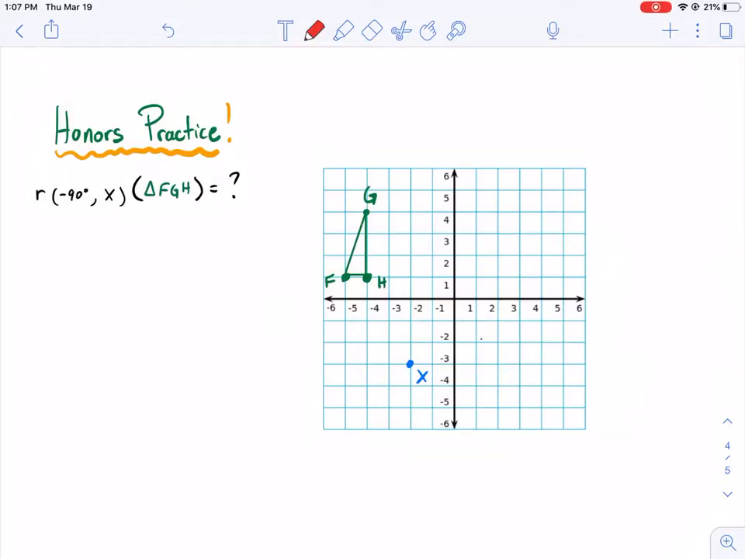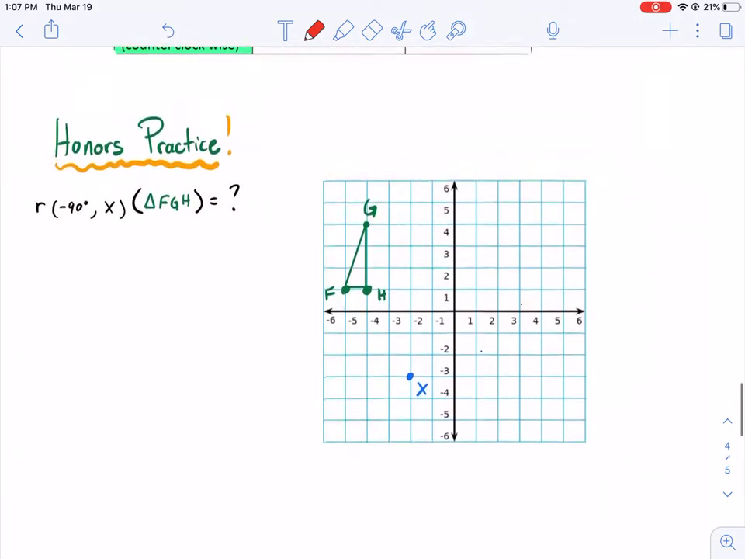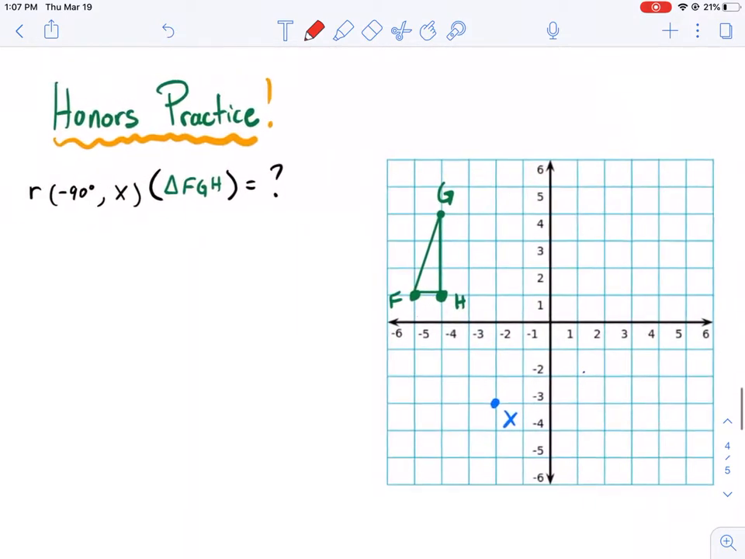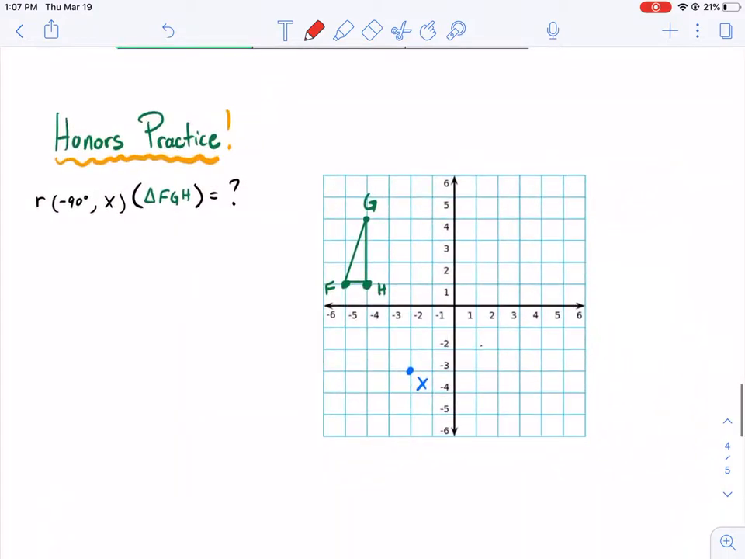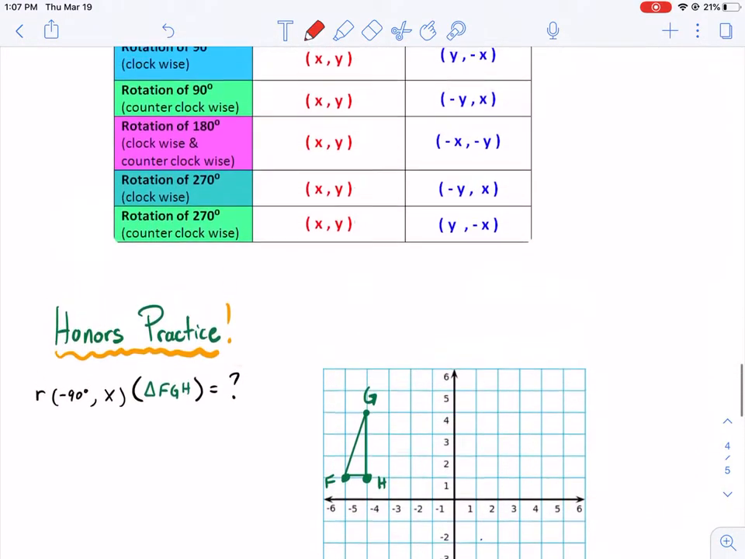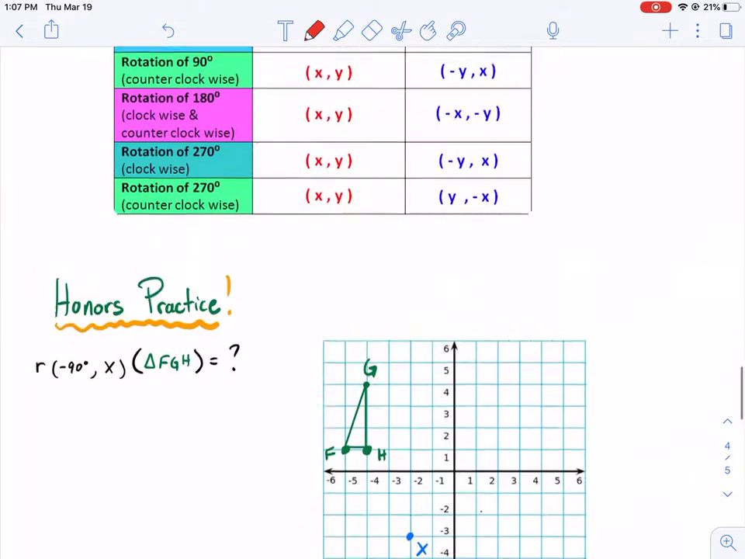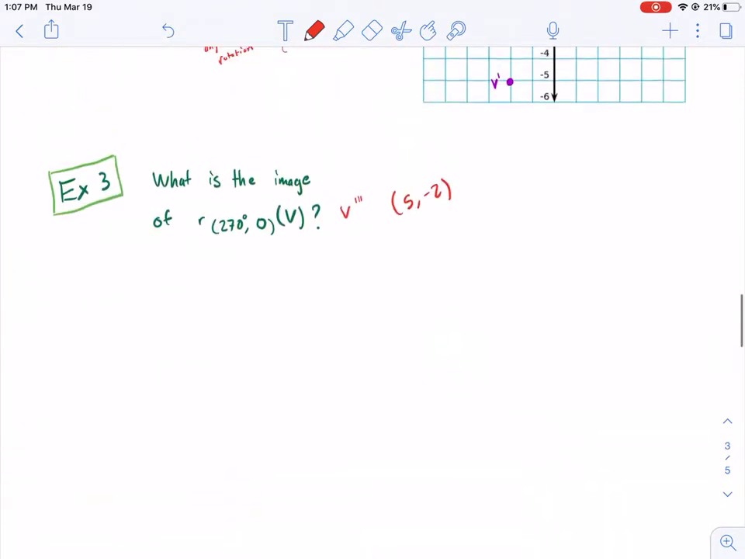Welcome to the final video on rotations for geometry in section 9.3. So here's an example that we're going to get to eventually for honors practice. But before we do that, I wanted to review how rotations work and some other optional ways of thinking about it.